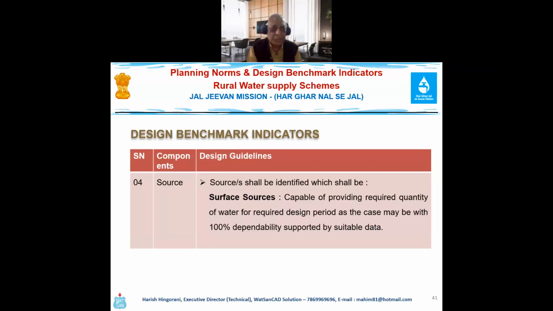So the source should be identified which shall first be capable of providing the required quantity of water for the design period, say 30 years, as the case may be, with 100% dependability. Here, drinking water requires a 100% dependable source, right?